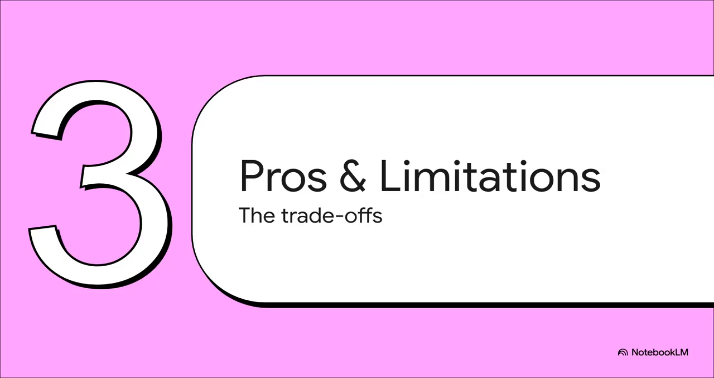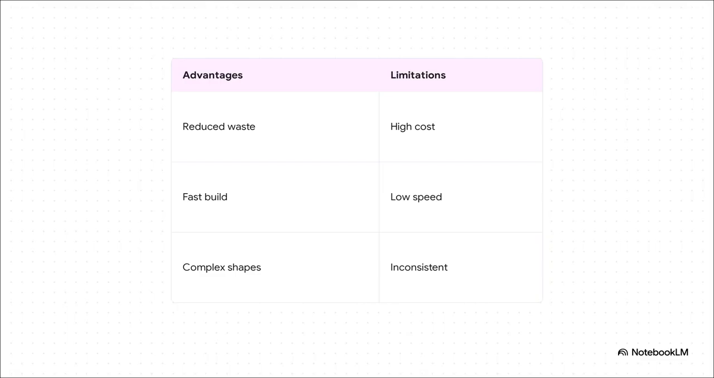Which brings us to section 3, advantages and limitations. Now, when we balance the pros and cons, the trade-offs become super clear. On the plus side, we're talking massively reduced lead times from product to market, huge reductions in waste, and my absolute favorite, the ability to create those impossible, highly complex shapes we talked about at the start. You can even combine multiple separate parts into a single print, a total game changer.